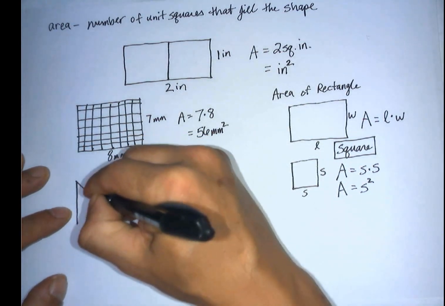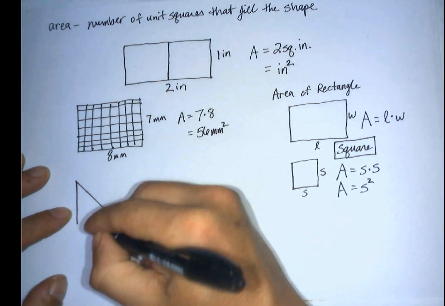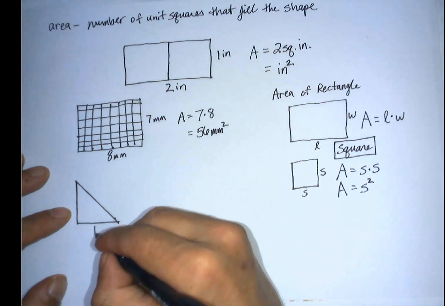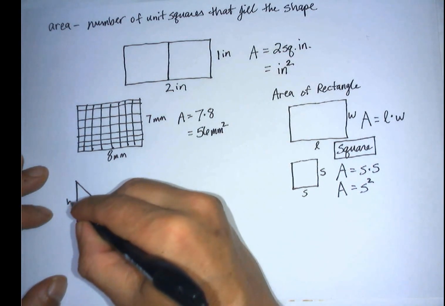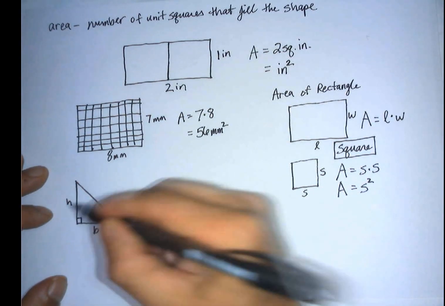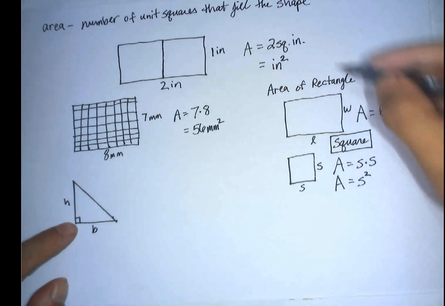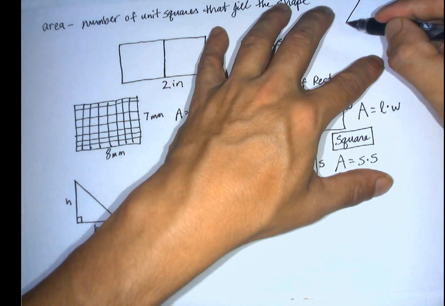Triangle. And this is very important. The base and the height have to be perpendicular to each other. They have to meet at a right angle. Okay, if we had a triangle like this, I'm going to draw a triangle that doesn't work here.